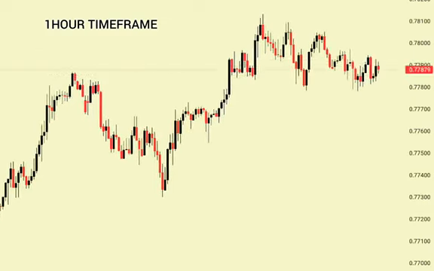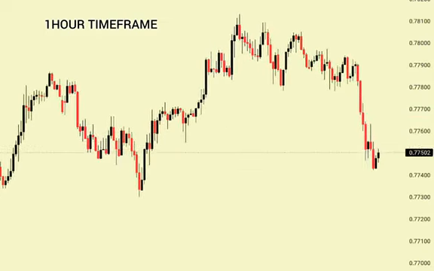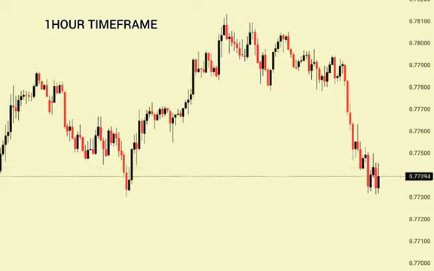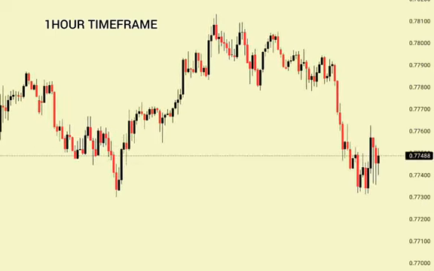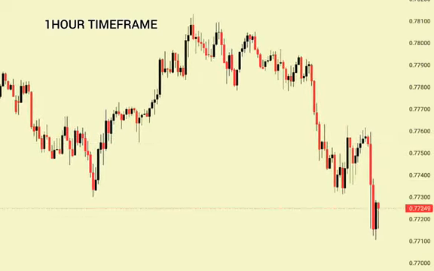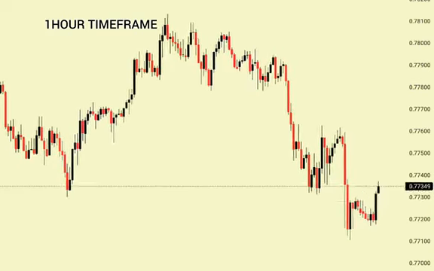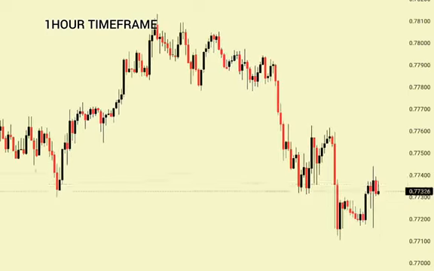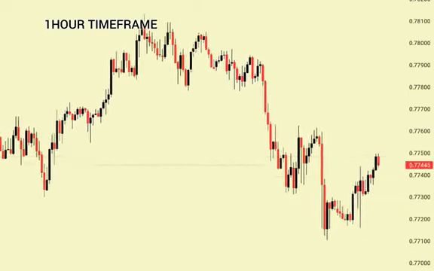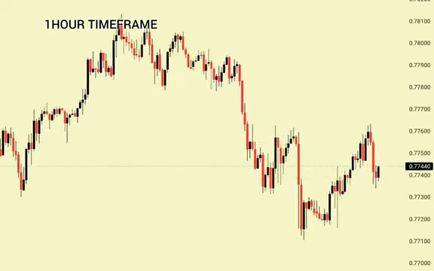Notice how price created inducement in this zone. That was deliberate. Retail traders were invited into long positions, believing continuation was coming. But the real objective was never higher prices. The objective was sell-side liquidity resting below these equal lows. Once enough liquidity was built, the algorithm executed with precision, sweeping stops and delivering the final expansion.